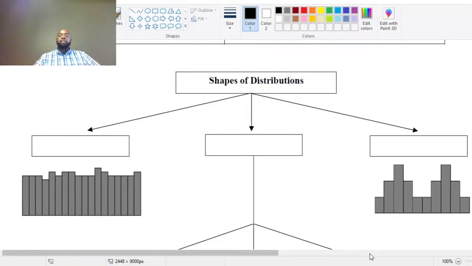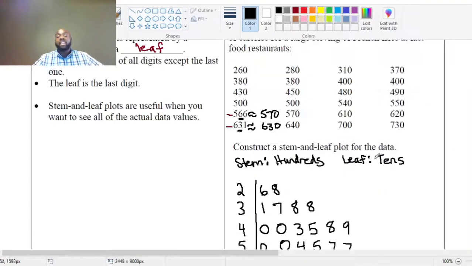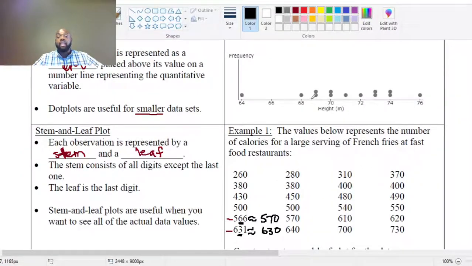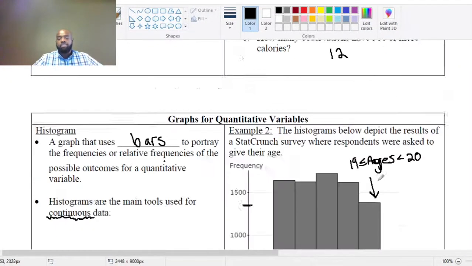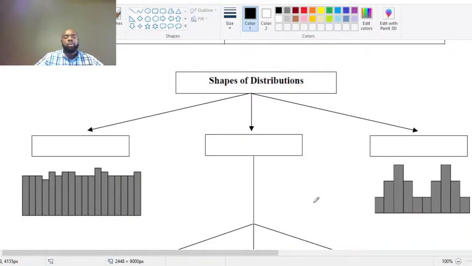Now we're going to talk about shapes of distributions, right? So when we have continuous data or quantitative data, especially like the dot plot, the stem and leaf plot, and the histograms, the distributions of the data, or the shape of the data, may vary, and we want to put some terms on some of those distributions. For instance, a distribution that looks like this is what we call uniform.